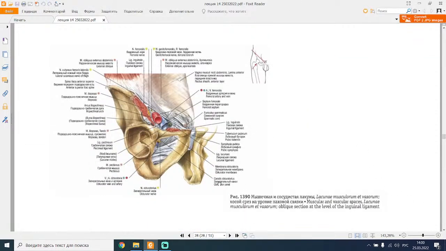You see the lacuna vasorum. This is the nerve genitofemoralis. You see artery femoralis and vein femoralis. This is the lacuna vasorum, lacuna musculorum. This is the ligamentum inguinale.